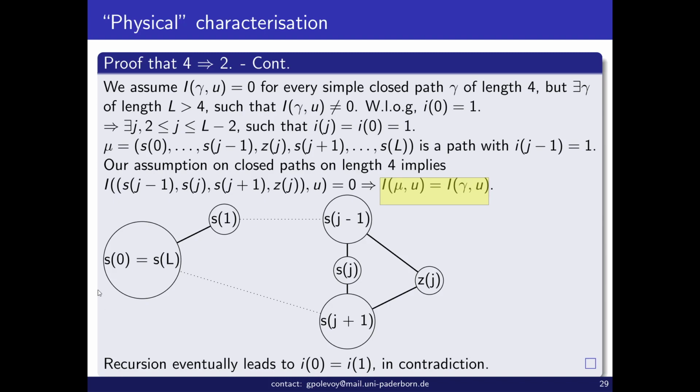So gamma is defined as S0. Then we move to S1. Then we move through some steps, probably to Sj minus 1, then to Sj, then to Sj plus 1, and then again through some steps we move back to Sl, which is equal to S0. Now that path can be changed by replacing Sj with Zj.